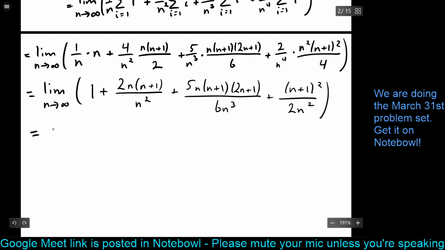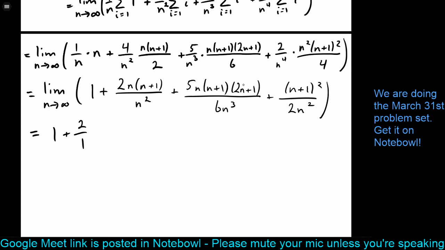So here, well, this is just 1. Now, if we look at the top here, the highest power is going to be n squared on top and on bottom. They're both n squared. The coefficient of n squared on top is going to be 2. On the bottom is going to be 1. We get plus 2 over 1.